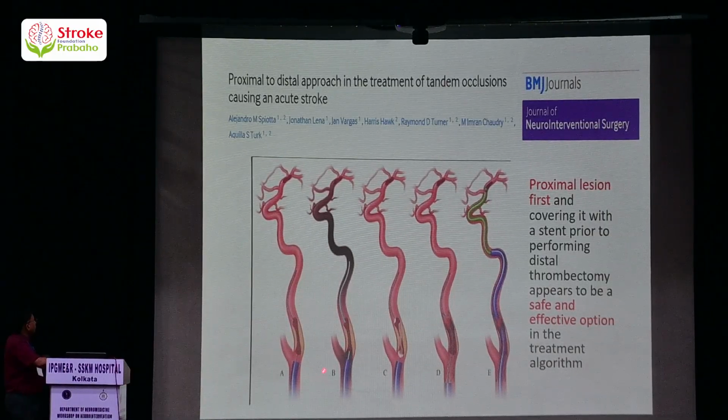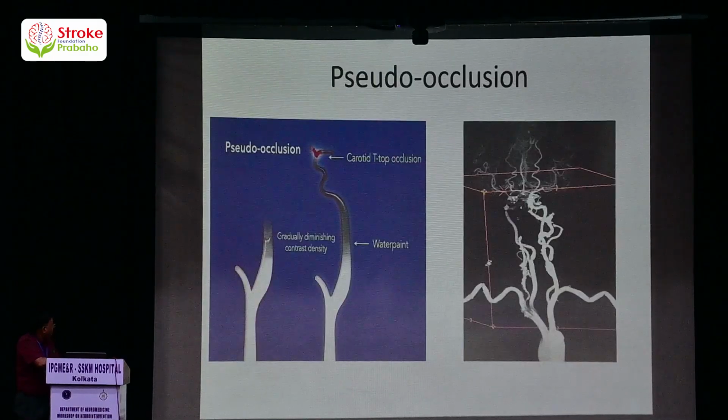This is a paper which shows the proximal to distal approach in the treatment of tandem occlusion, and it said that treating the proximal region first is a safe and effective option. So according to this school of thought, first treat the proximal region, place the stent, and then treat the distal occlusion.